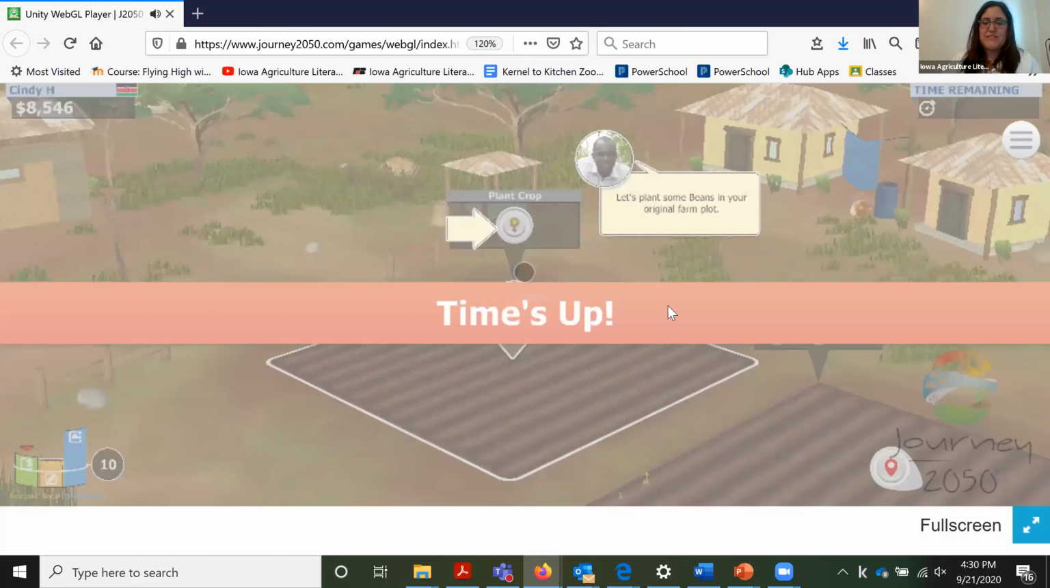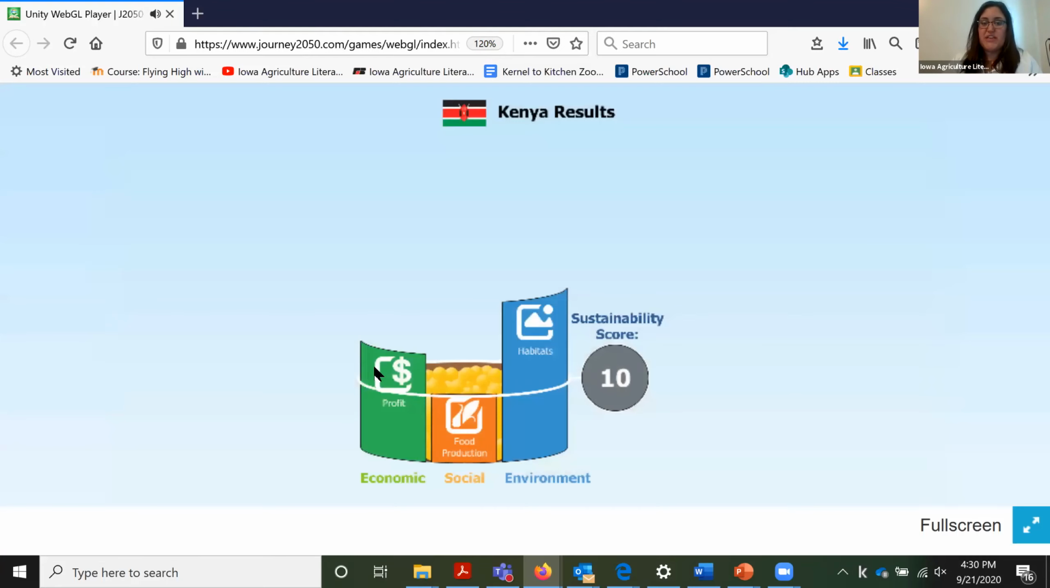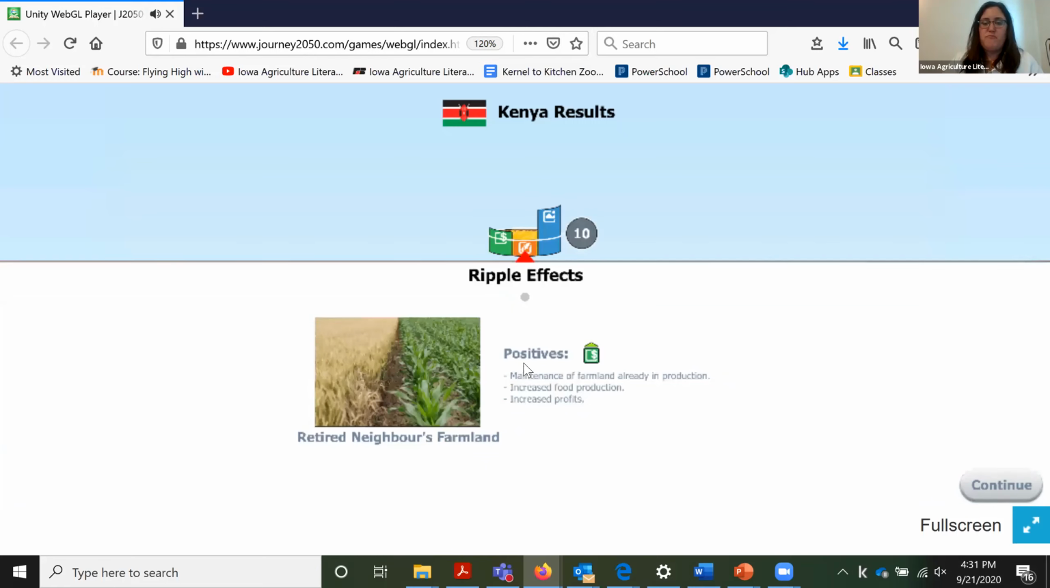So once the time's up, it moves on and it shows you how you did. It shows your barrel again. Actually, although I wanted to increase my profit, because I went kind of slow on that, I actually decreased my economic sustainability because I wasn't able to harvest the profit. Right? Okay, so now you'll want to continue. And throughout the game, you have different things.